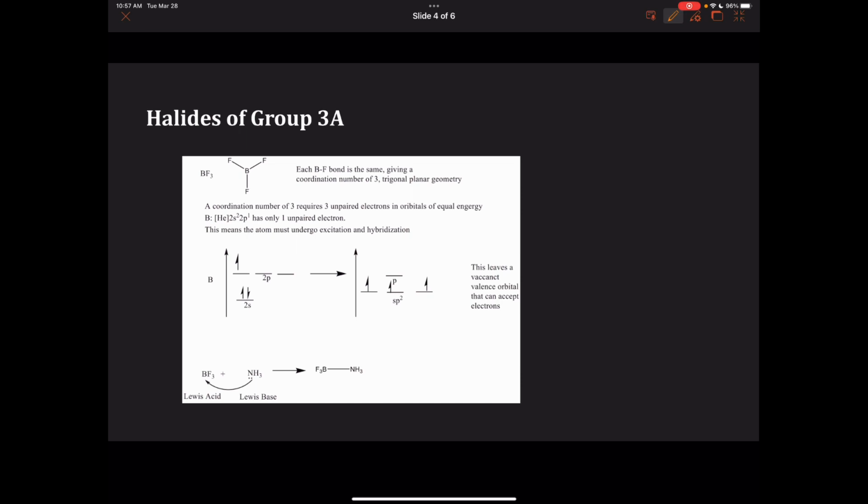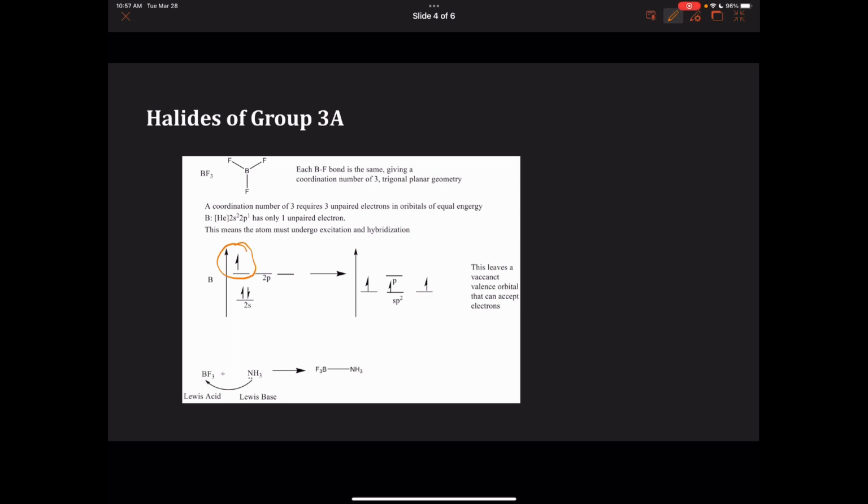Now, according to our bonding theories, a coordination number of 3 requires 3 unpaired electrons in orbitals of equal energy. Each of those bonds is formed by an unpaired electron from each atom combining. And to get those equal length bonds, we have to have equal energy orbitals. If I look at boron's electron configuration, it's helium, 2s2, 2p1. Here it has only one unpaired electron, so we can see that in its energy diagram. From that configuration, that would mean that we can only form one bond.